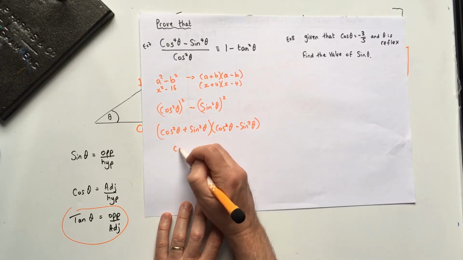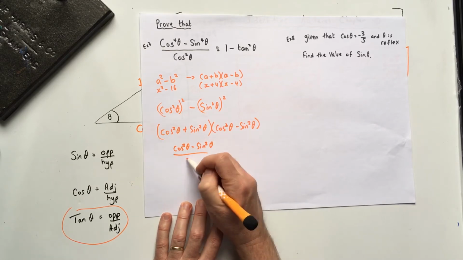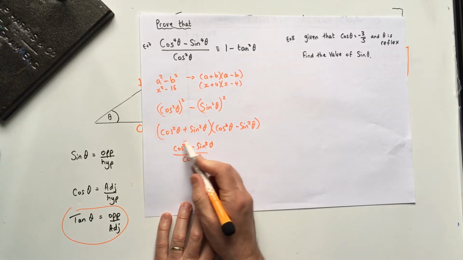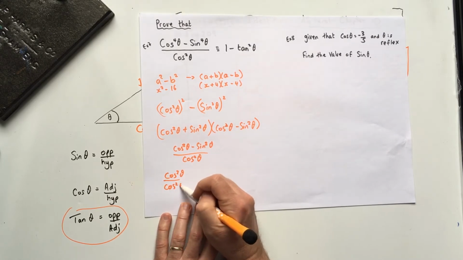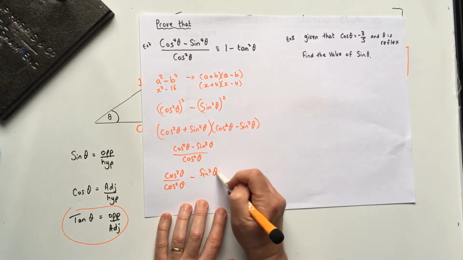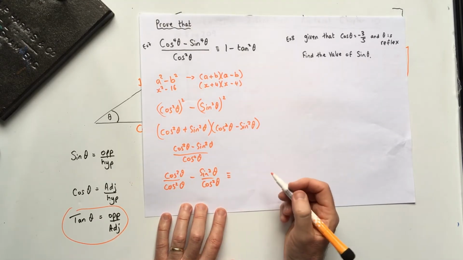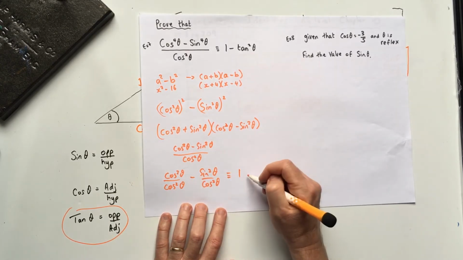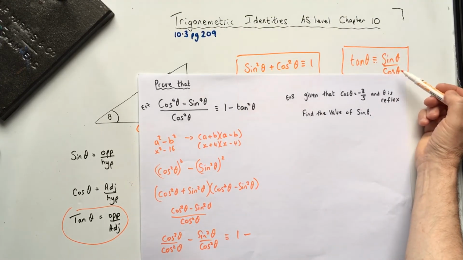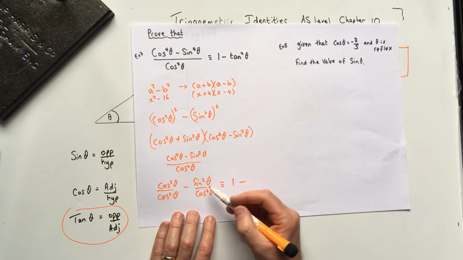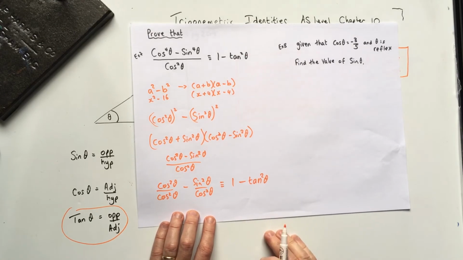One lot of that is just cos squared theta minus sine squared theta all over cos squared theta, and all of that divided by cos squared. You know me, I like to write it out. Cos squared theta over cos squared theta minus sine squared theta over cos squared theta. Cos squared divided by cos squared is 1, minus sine squared over cos squared. There it is, sine over cos is tan, so sine squared over cos squared is tan squared theta, which is that one there.